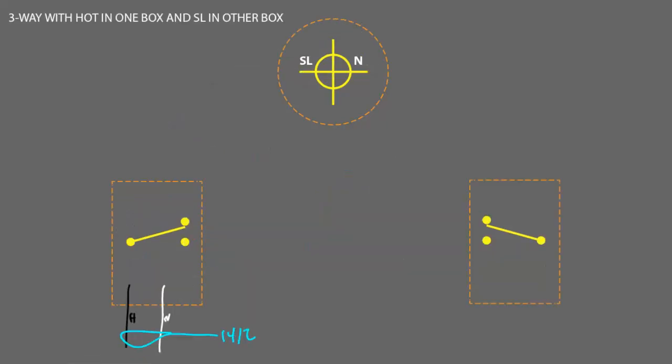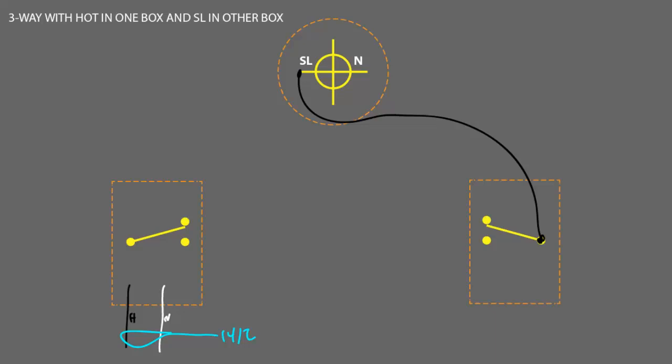So let's do something a little bit different here. How about if we have a three-way with the hot in one box and the switch leg in the other? In this scenario, then, I'm going to bring my switch leg down and around. I'm going to connect it to the common screw on the three-way switch.